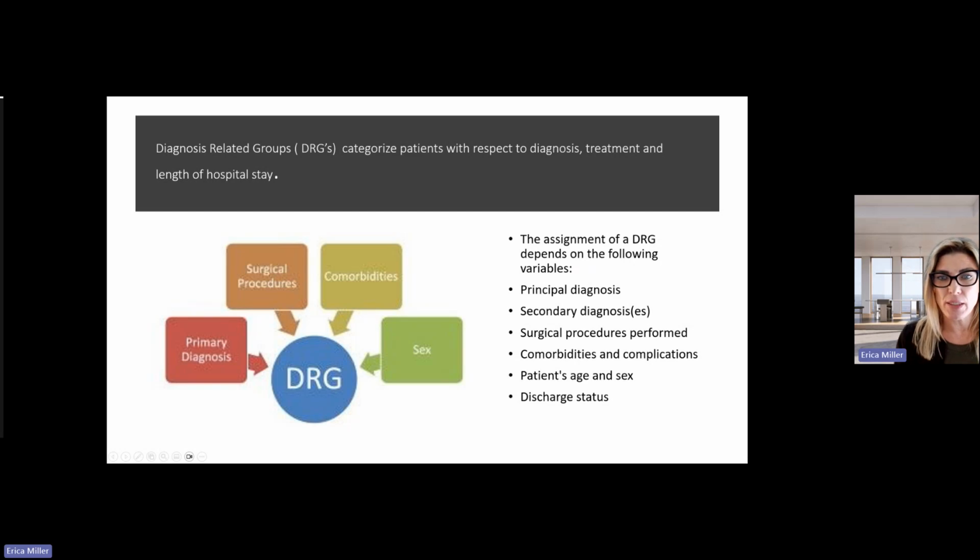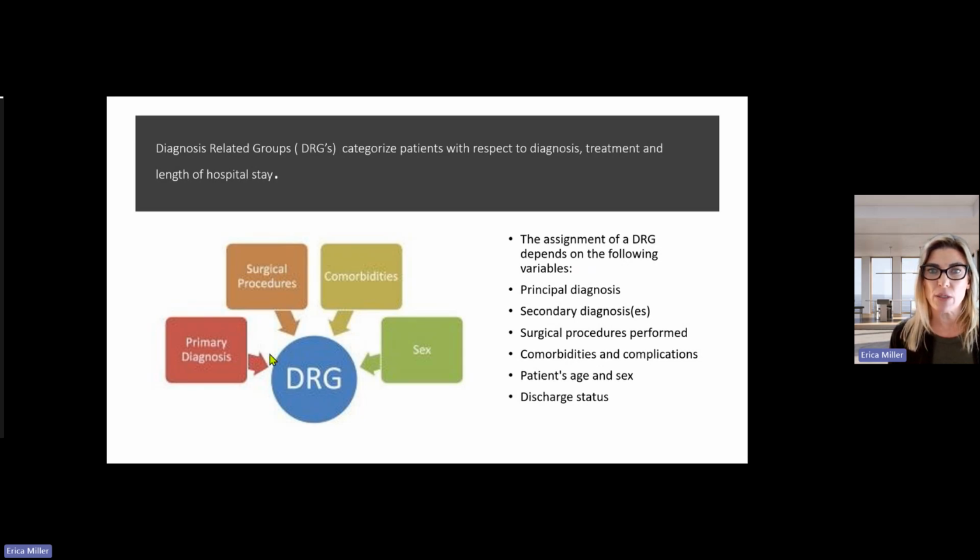All right, let's talk about the DRGs, diagnosis related groups. So similar with the HCCs, kind of go together, okay? So now we've got groups, diagnosis related groups that categorize patient with respect to diagnosis, treatment, and length of hospital stay. So you can see what goes into DRGs.